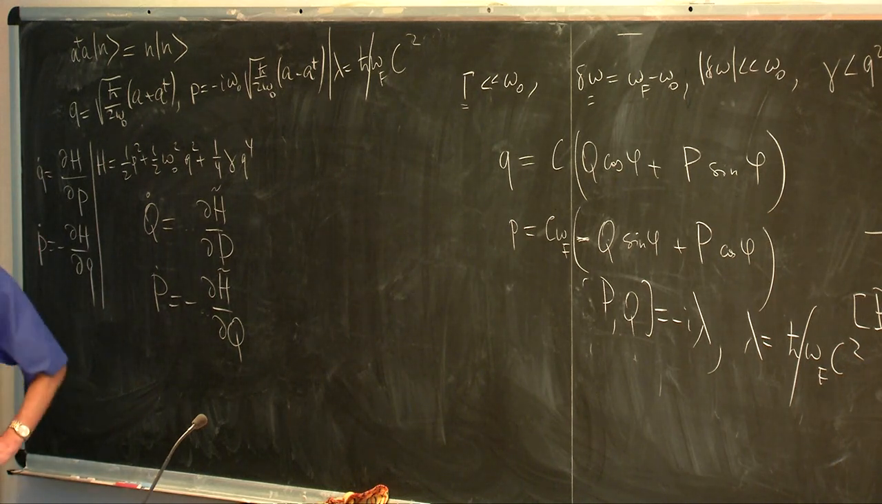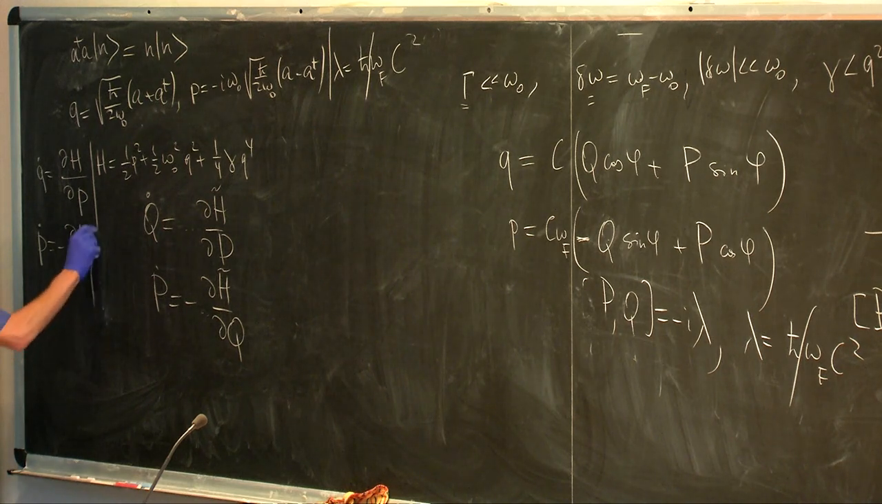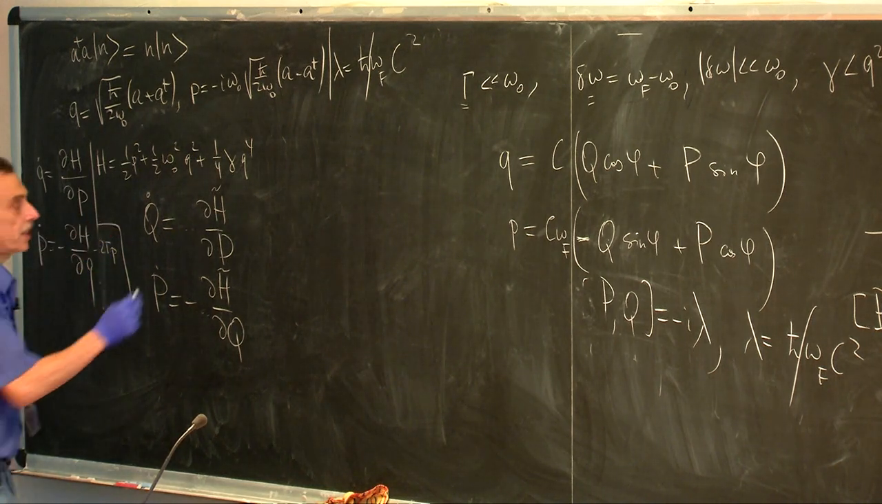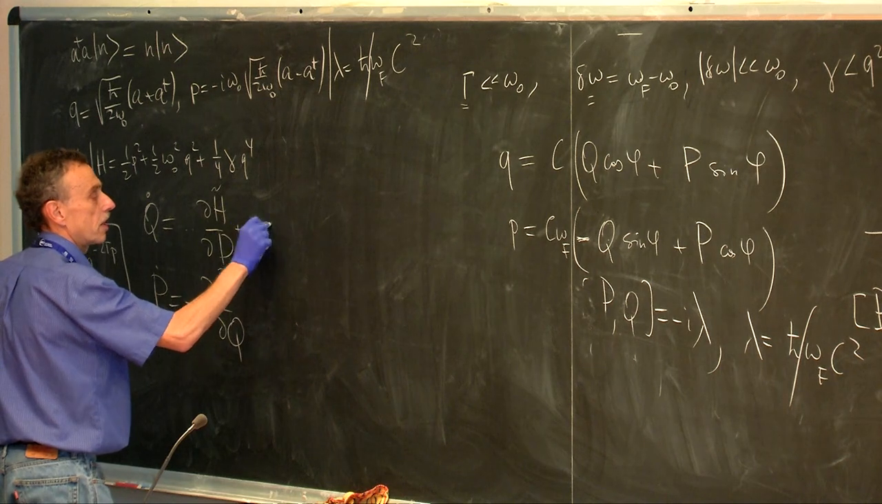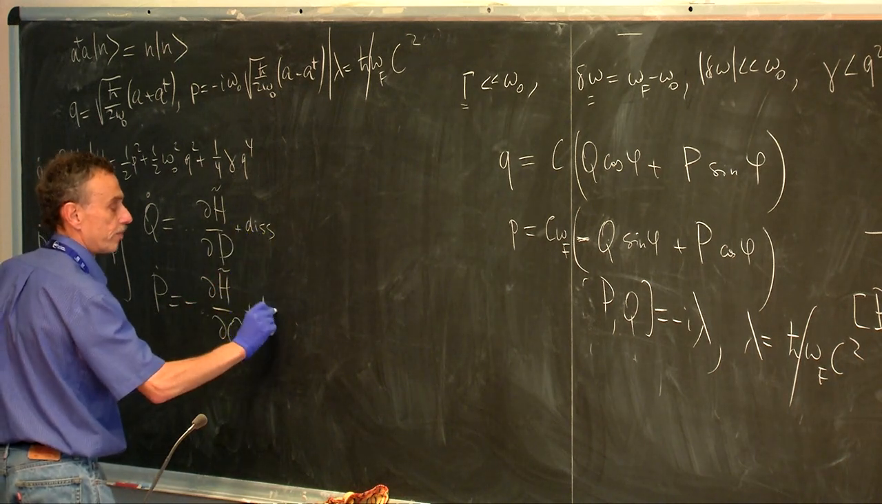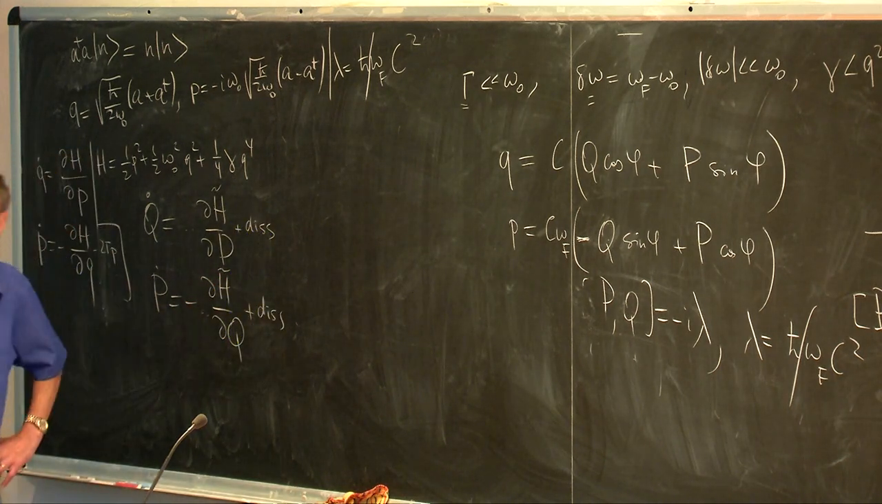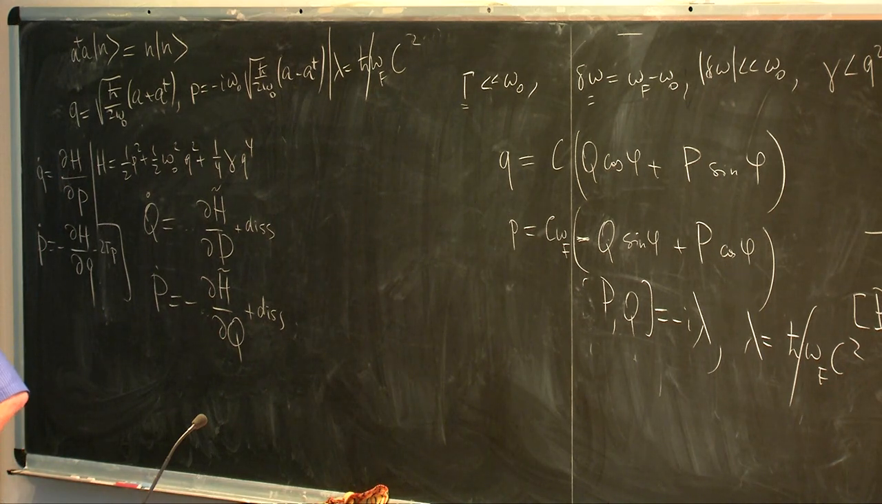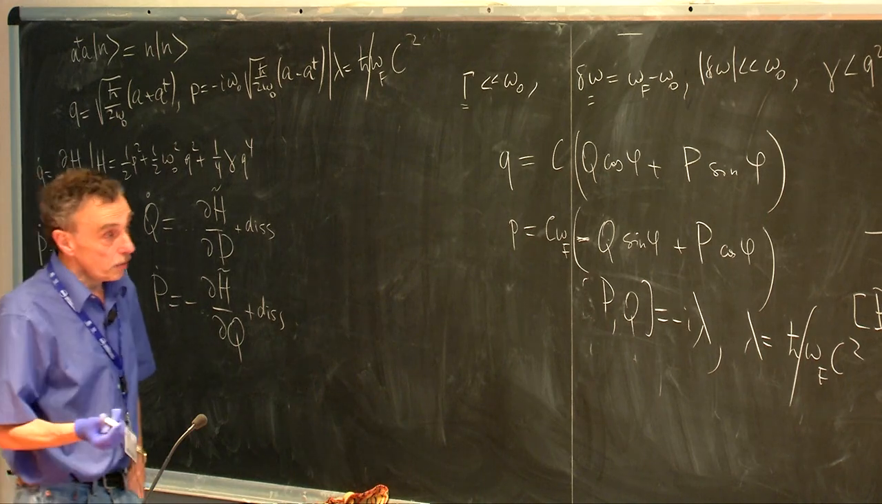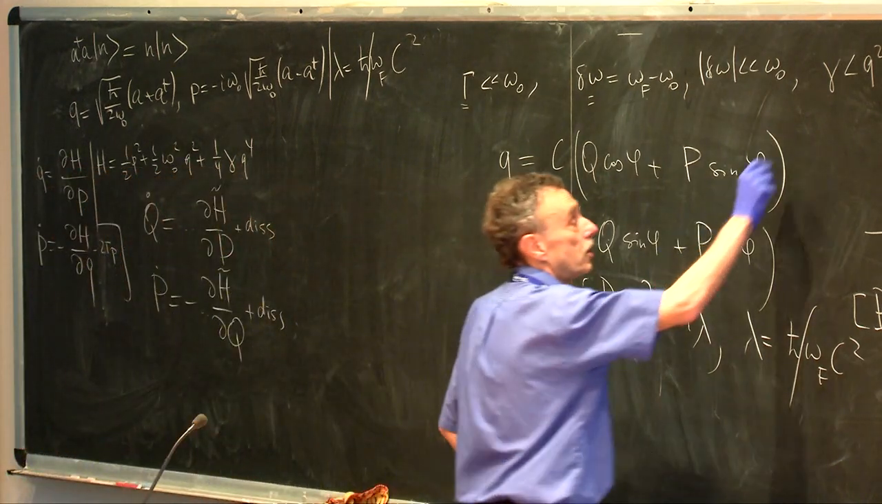Now, in the presence of dissipation, I know that this equation had term minus 2 gamma p. Now, I will have here some dissipative correction from this term of dissipation. So I know the structure of the equation that I expect to obtain. And now I want to obtain that. So the way to do it is to do it.